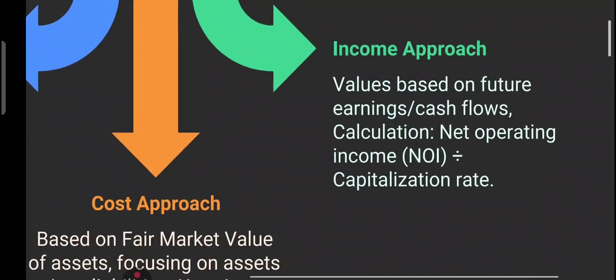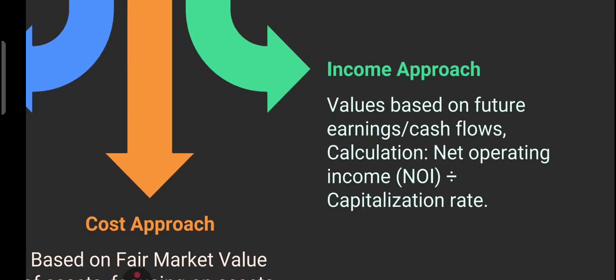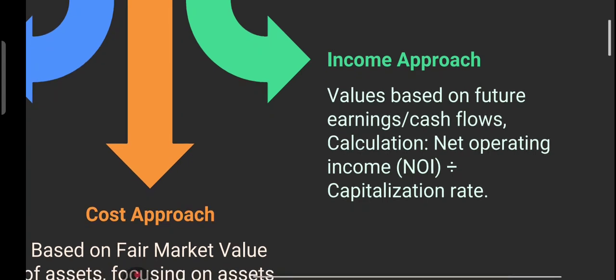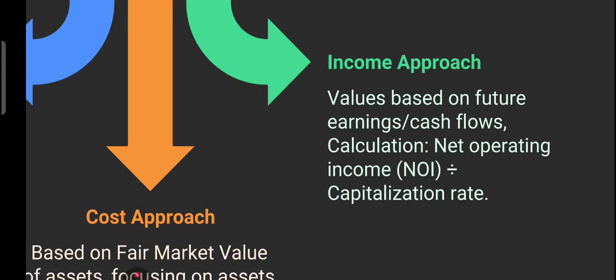And the third approach we have is called the income approach. The income approach thinks about the future. This approach values an asset based on future earnings or future cash flow. It's all about calculating NOI, net operating income, and dividing it by the capitalization rate. So you must remember the formula used in the income approach: net operating income, NOI, divided by capitalization rate. It values an asset based on future earnings or future cash flow.